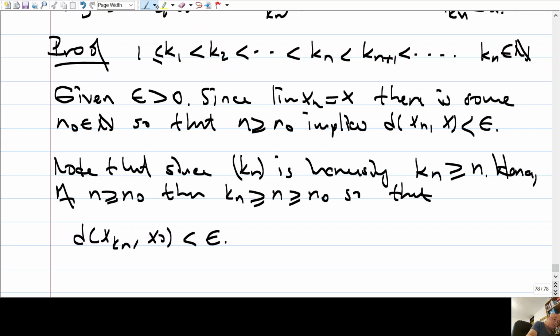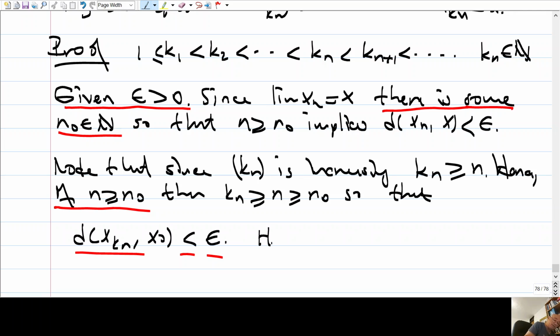So what we have proved is then the following. Given epsilon positive, there is some n_0 such that if n is larger than n_0, then this is less than epsilon. Well, this means that, thus, limit of x_{k_n} is equal to x.